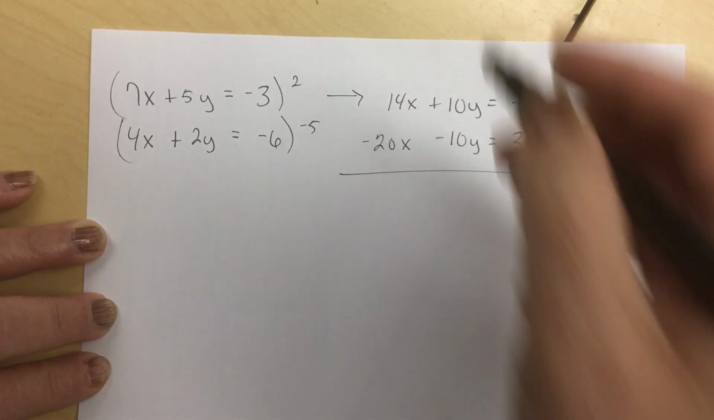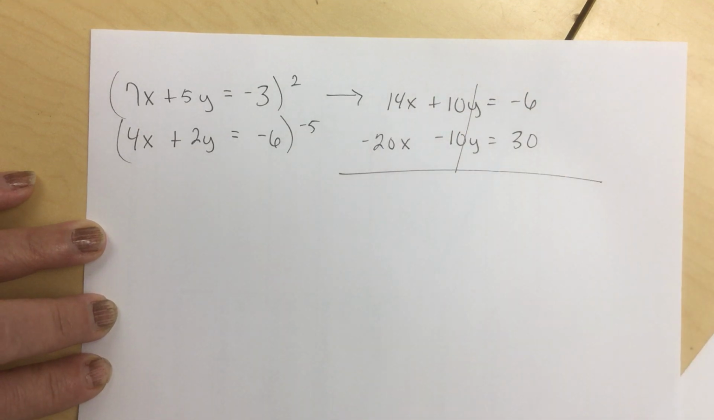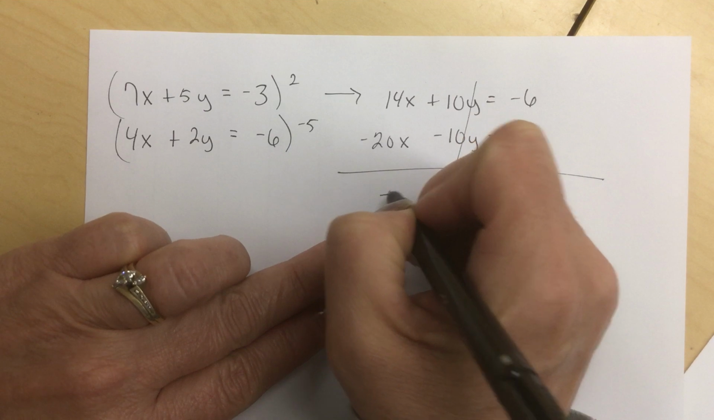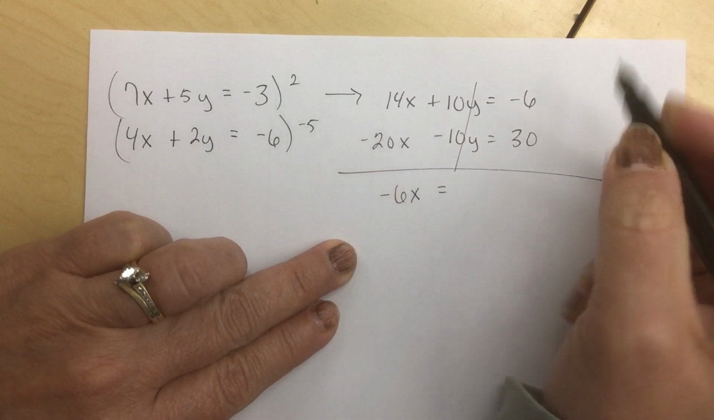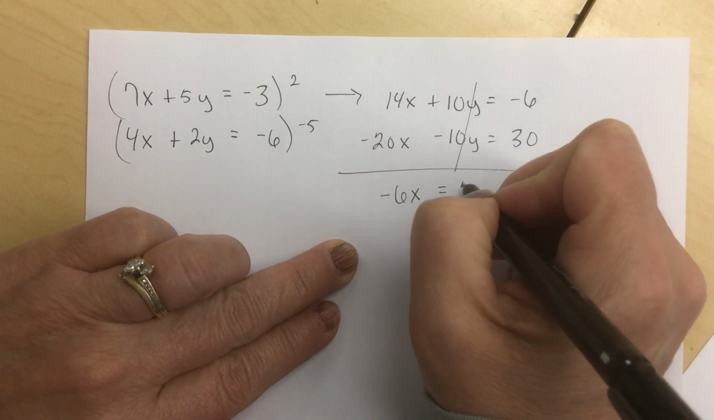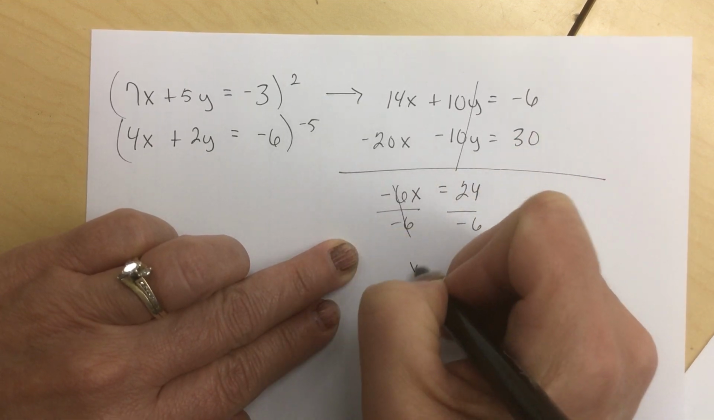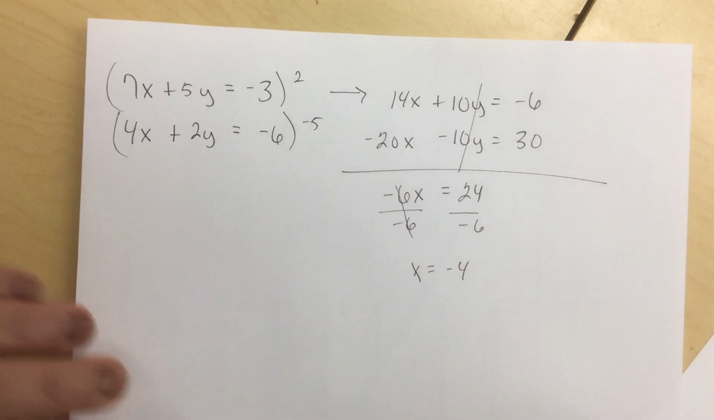Now I'm ready to combine, and one of my letters should be eliminated. Negative 20 plus 14 is negative 6, so that gives me negative 6x. And 30 minus 6 is 24. Divide both by negative 6, and you get x equals negative 4.